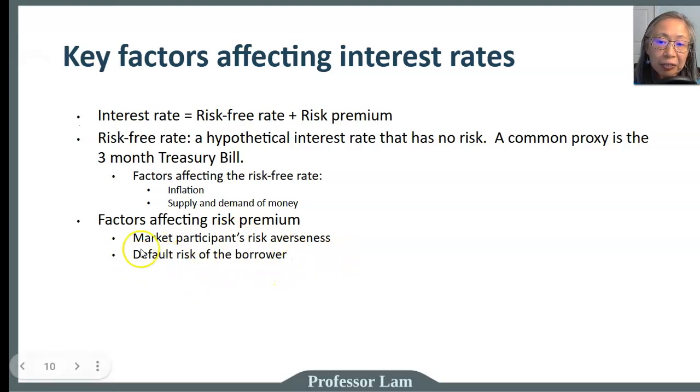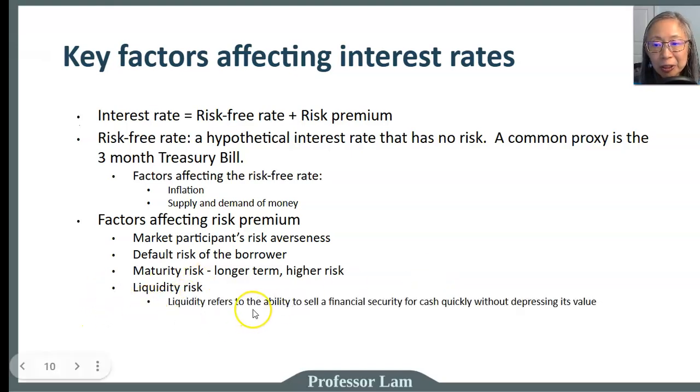The next is the individual's risk. If you have a high default risk, then you will have to pay a higher interest rate. And now that has to do with how long the money is locked in. The longer term, so a 30-year loan will have a higher interest rate than a short-term loan. And the last is liquidity. Liquidity refers to how easy it is to sell something off for cash without driving down the value. So the more liquid a financial instrument is, the lower the liquidity risk.